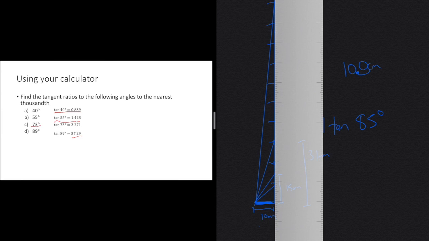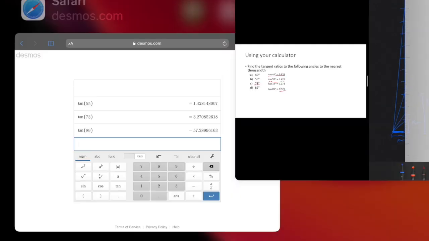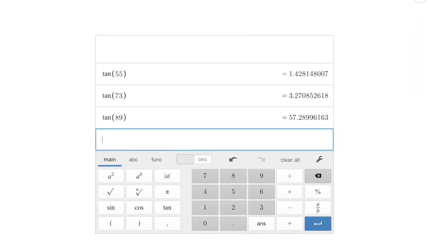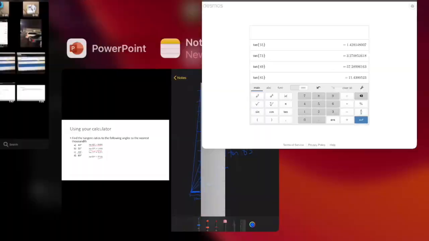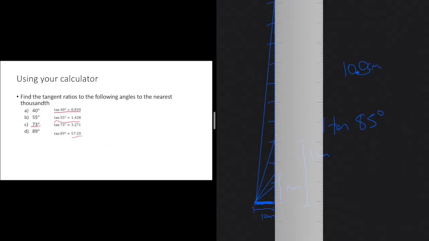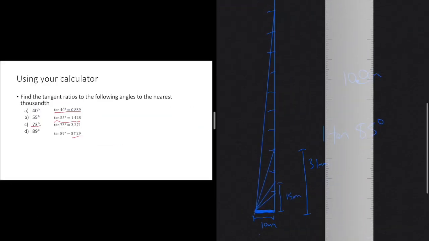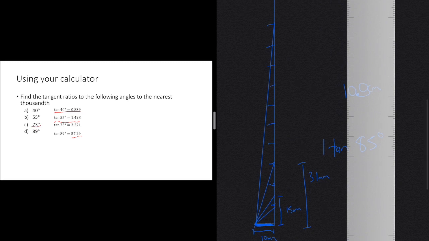10 of 85. What are we going to end up getting? Close to 10 centimeters? 10 of 85. Approximately 11. Like I said, our calculations are not exact. But you see how as the angle gets closer to 90, the tan ratio is getting larger. It's just increasing. The opposite side's growing significantly faster as we approach 90.